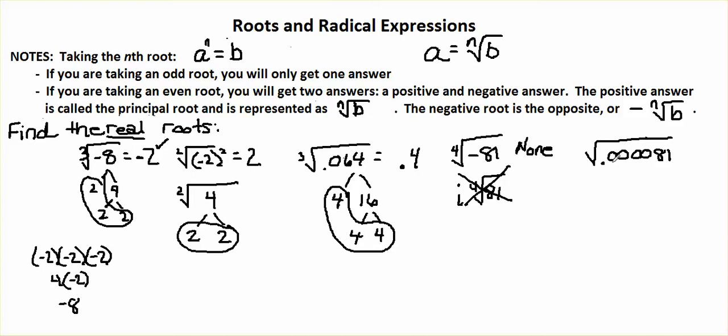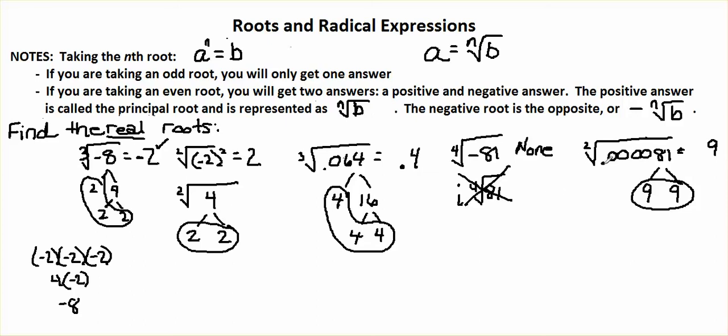All right, so let's take a look at the square root of 0.000081. Well, we know that 81 factors into 9 times 9. And since it's a square root, we're looking for groups of 2. And we have a perfect group of 2 here. So we know that our answer is going to have 9 in it. And we also know that since this is an even root, we need to determine whether we're looking for the positive root or the negative root. Since we don't have a negative sign on the outside, we're looking only for the positive answer.